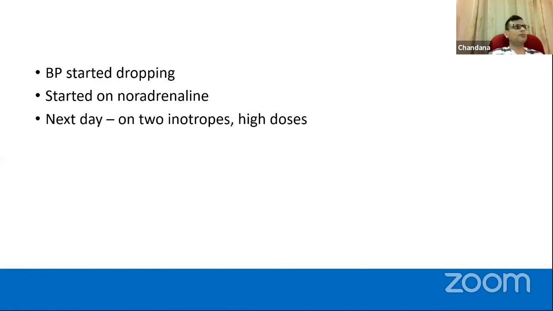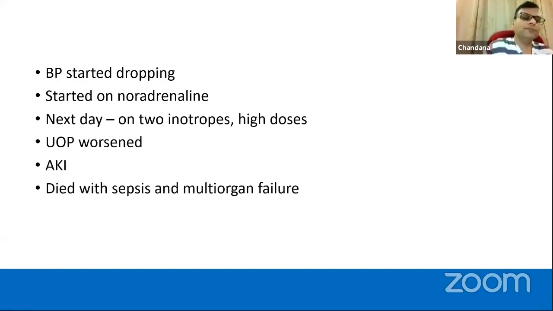And the next day, the patient was on 2 inotropes at high doses. Urine output worsened, and the patient went into an acute kidney injury and died with sepsis and multiple organ failure. I'm not saying that I can save this patient, but we have to think about what really happened. It could be the worsening sepsis. I mean, that could be the main reason.